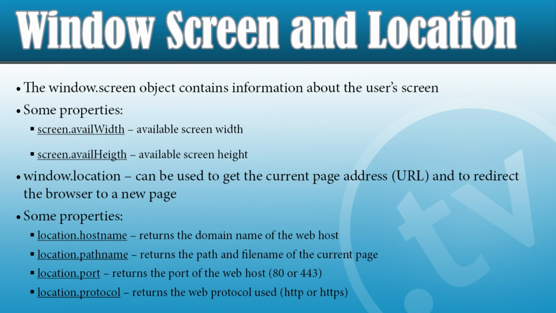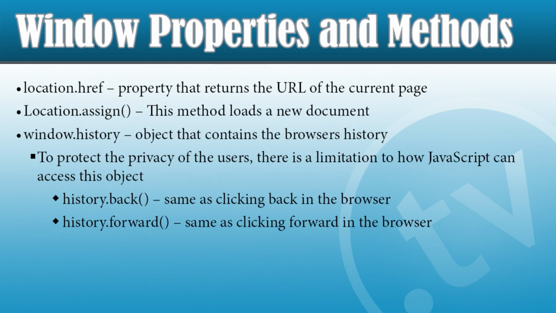Window.location can be used to get the current page address or the URL and to redirect the browser to a new page. Some other properties for location: location.hostname returns the domain name of the web host. location.pathname returns the path and file name of the current page. location.port returns the port of the web host, either 80 or 443. location.protocol returns the web protocol used, HTTP or HTTPS.